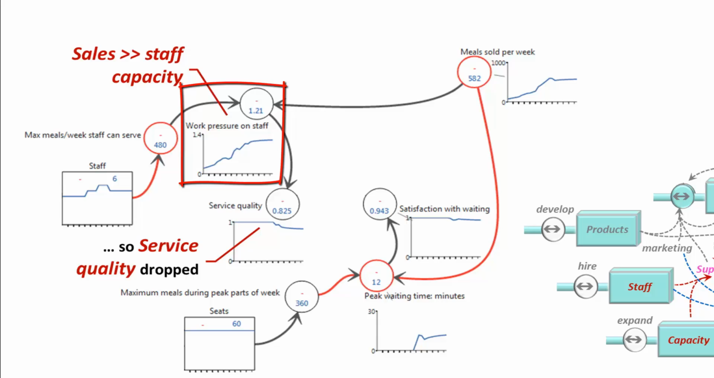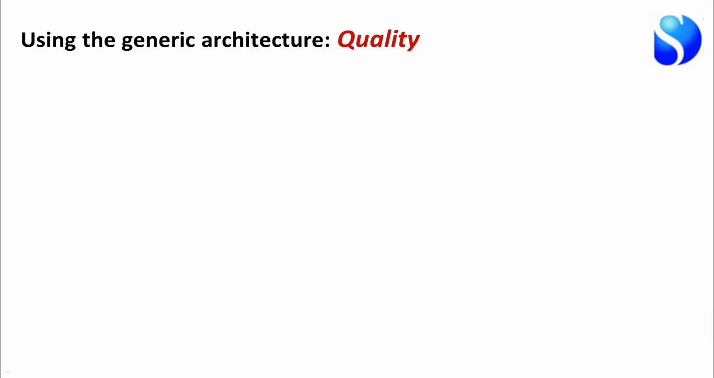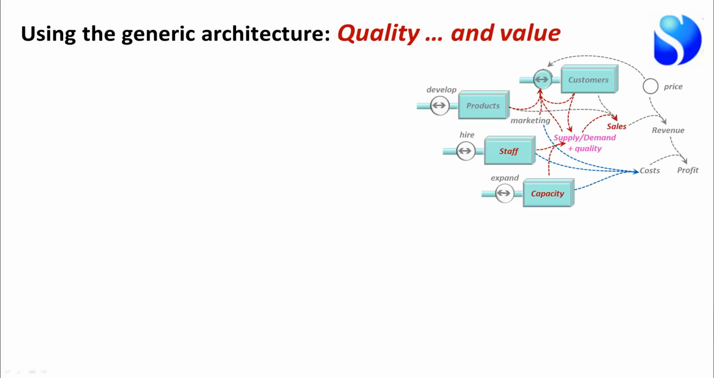You can see that sales were quite a lot more than staff capacity. That's what those 2 little chevrons mean. Sales are much greater than the staff capacity. So work pressure got quite high. The result of that is that service quality dropped from around that 15-week point in time. So we've got how people feel about quality. How do they feel about the value for money they're getting when they come? Well, that's finishing the last connection with the price that we're charging.